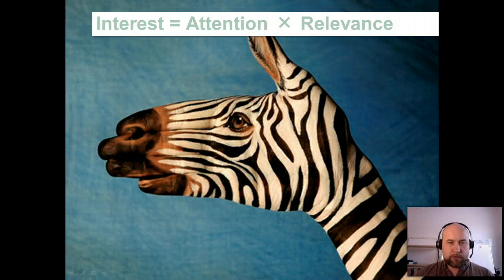Attention, we can create attention through difference. But is that enough? No. Once you have caught my attention, I will start thinking, is this relevant? And if I don't find it relevant, I will ignore it. So, to actually get someone's interest, to make someone invest some interest into something, it has to be both attention grabbing and relevant. So no more kittens, no more sunsets, no more cute paintings of zebras on hands, because they're not relevant. Unless that's your topic, of course.